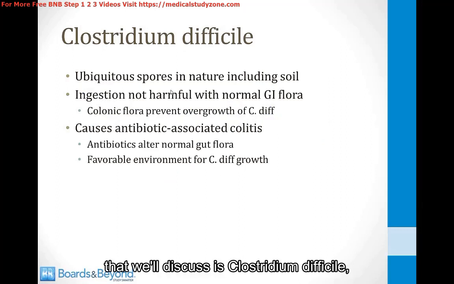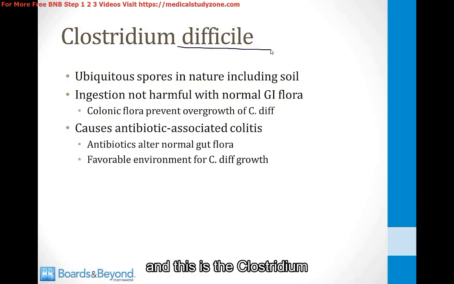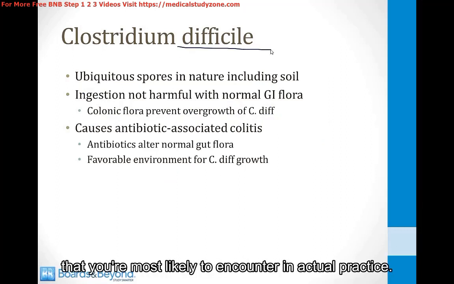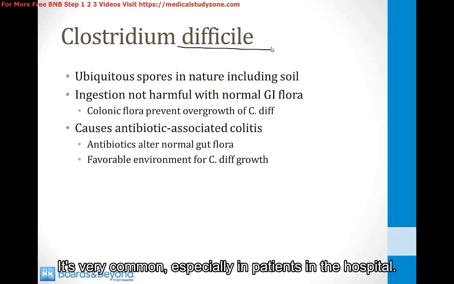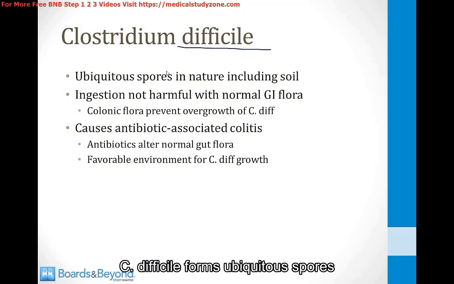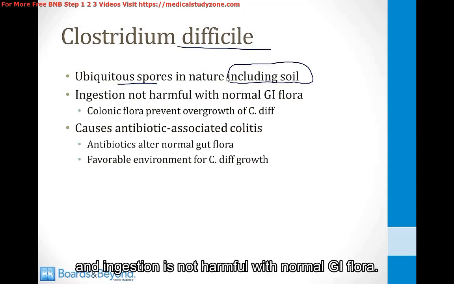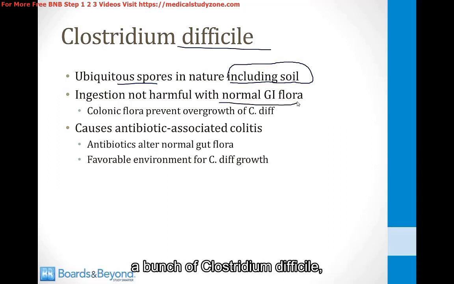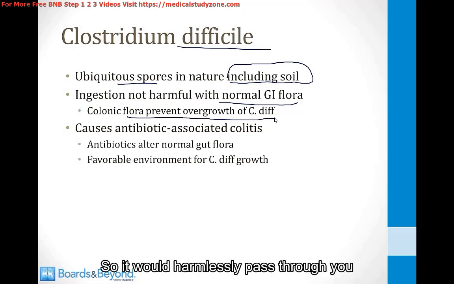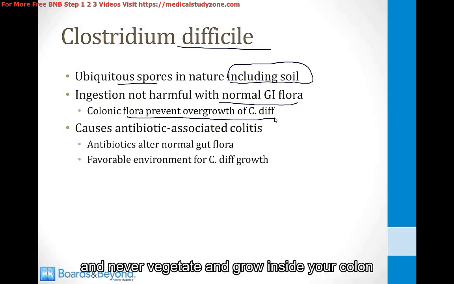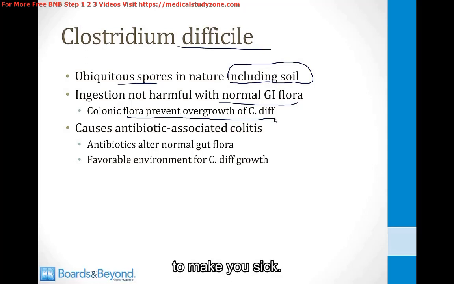And the final Clostridia that we'll discuss is Clostridium difficile, and this is the Clostridium that you're most likely to encounter in actual practice. It's very common, especially in patients in the hospital. C. difficile forms ubiquitous spores that you can find in nature anywhere, especially in the soil, just like other Clostridia. And ingestion is not harmful with normal GI flora. So if you were to ingest a bunch of Clostridium difficile, you would not get sick at all. And the reason you wouldn't get sick is because your normal flora would prevent overgrowth of the bacteria. So it would harmlessly pass through you and never vegetate and grow inside your colon to make you sick.